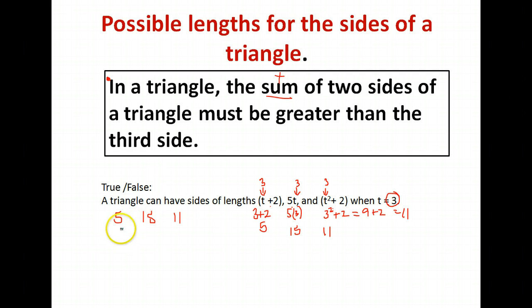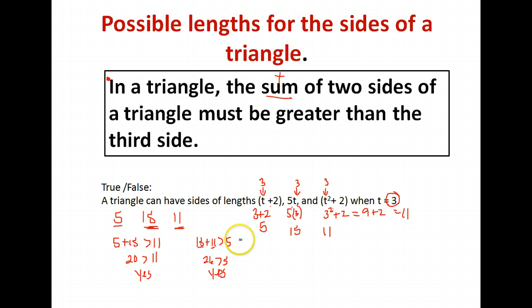Well, let's run our test. So again, remember you have to add the sides together. Make sure they're bigger than that third side. So is 5 plus 15 greater than 11? It is. Okay, so that one works. Let's try the next pair. So 15 and 11 have to be greater than 5. Is that true? Well, that gives me 26, which is definitely bigger than 5.